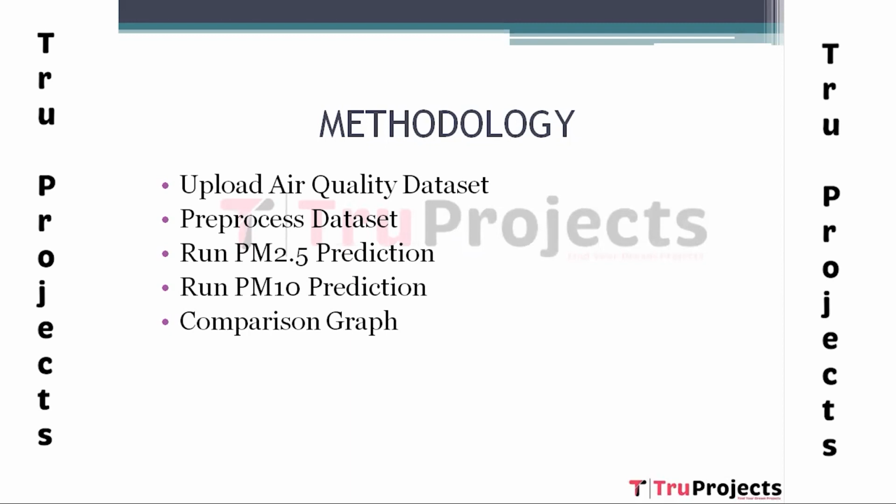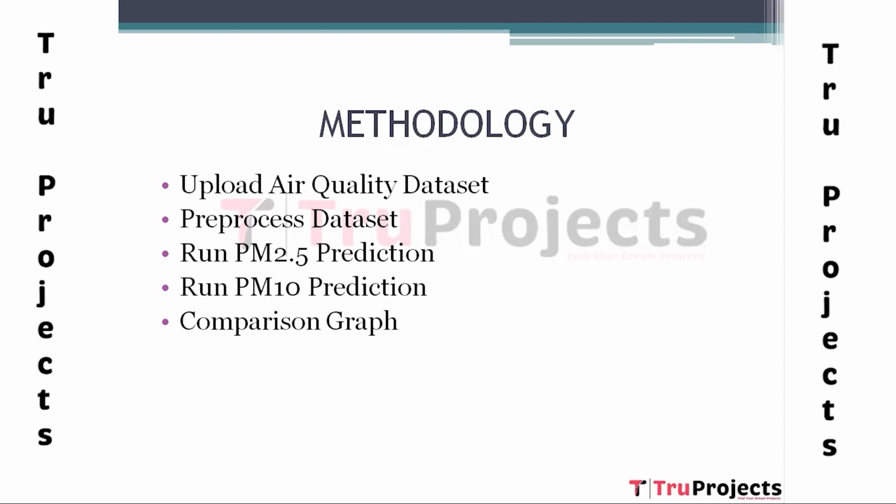Next module, run PM2.5 prediction. Using this module, we will run all four algorithms on the PM2.5 values dataset to predict PM2.5 for the next 30 days and then calculate the prediction RMSE error between all the algorithms. Fourth module, run PM10 prediction. Here also we will run all four algorithms using PM10 parameters, predict PM10 for the next 30 days, and then calculate the RMSE error rate between all the algorithms.